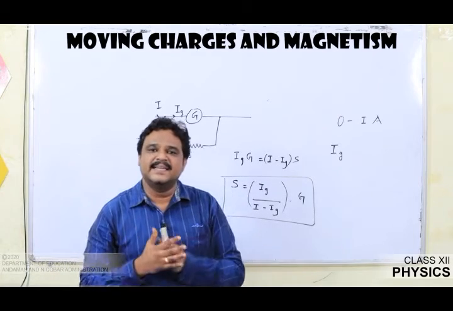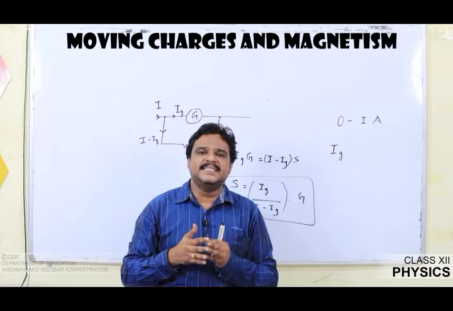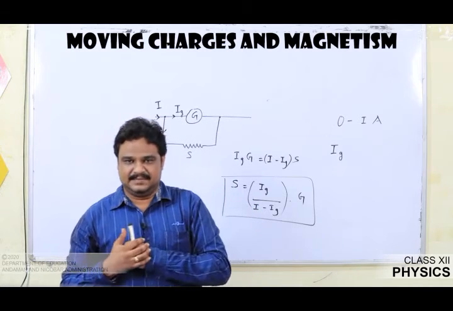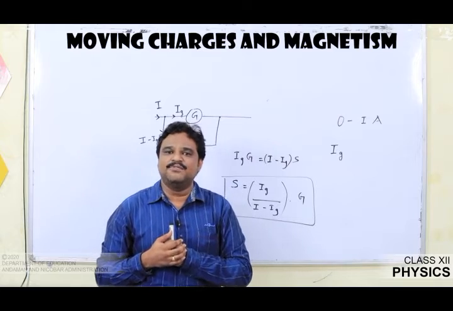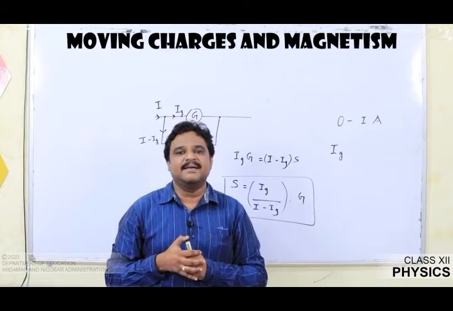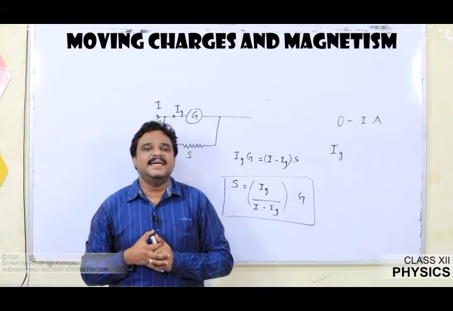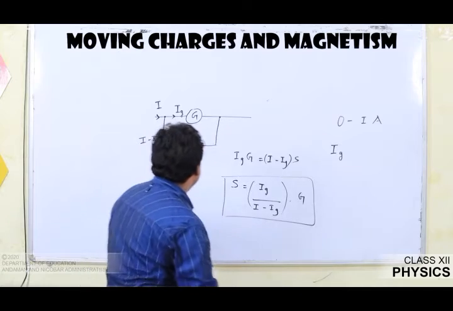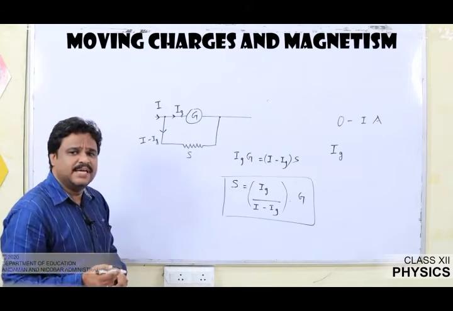So what is the first thing I can say? What is an ammeter? Basically it is a parallel combination of a galvanometer and a shunt. A parallel combination of a galvanometer and a shunt constitutes an ammeter. Next, let us derive an expression for the resistance of the ammeter.